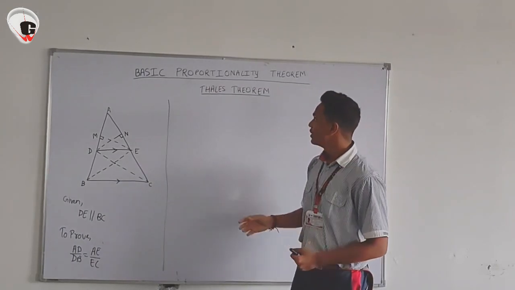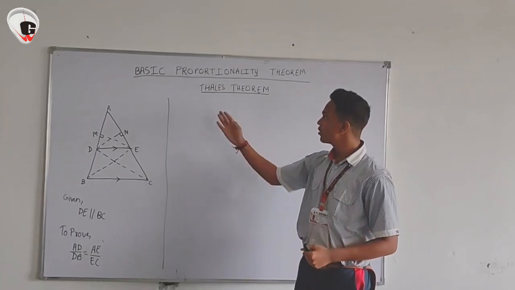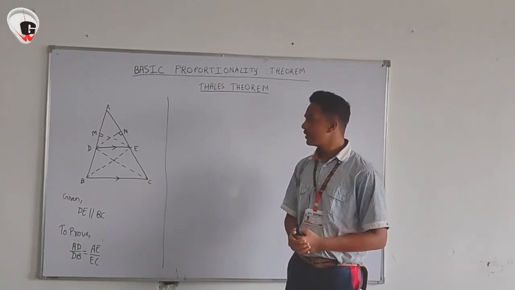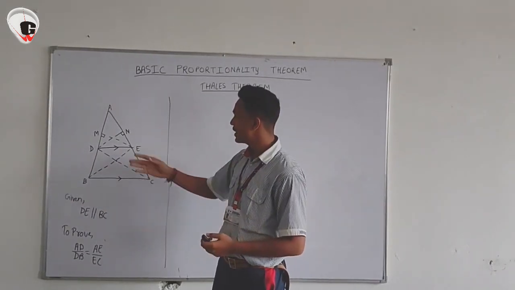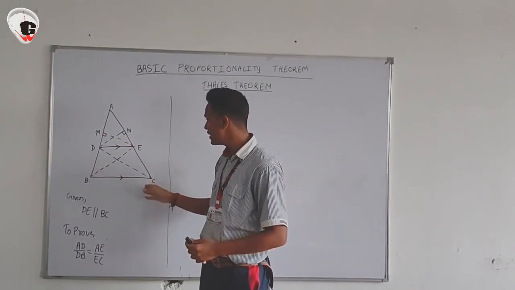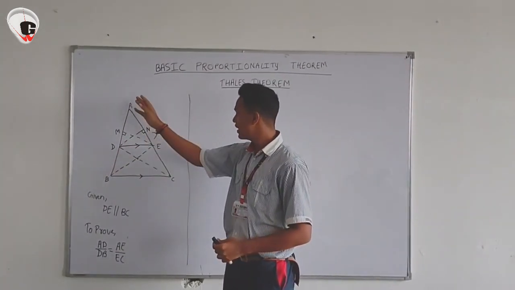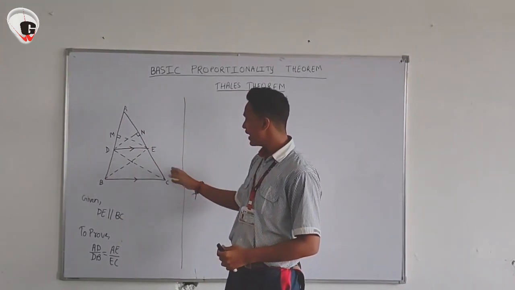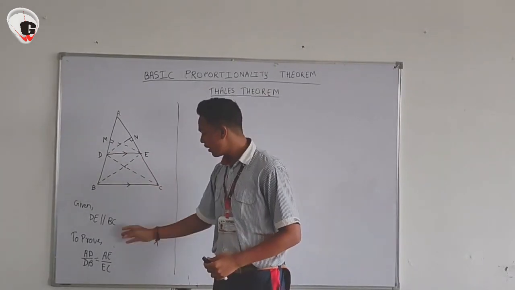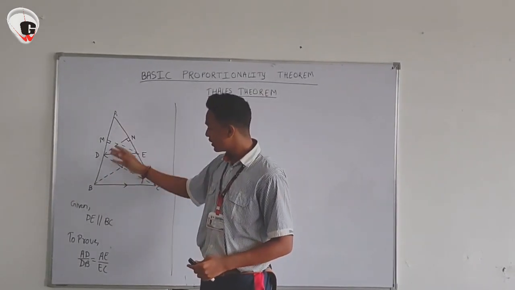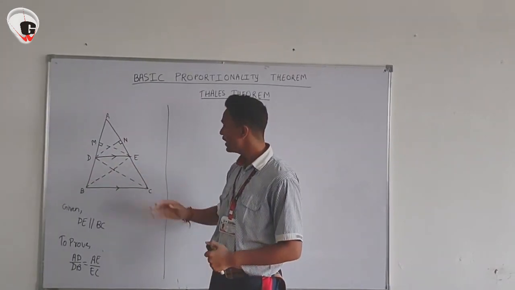Let us start. First we have to know the basics of this theorem. This theorem is also known as the Thales theorem. This theorem states that if we have a triangle ABC and there is a point D on the side AB and there is a point E on the side AC such that DE is parallel to BC, it is true that the ratio of AD to DB is equal to the ratio of AE to EC.